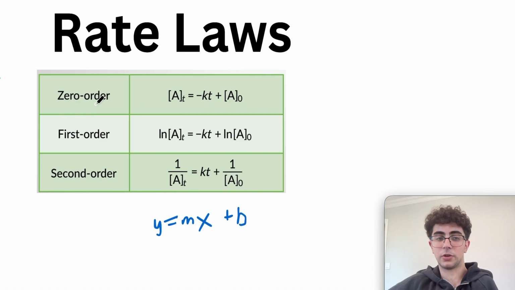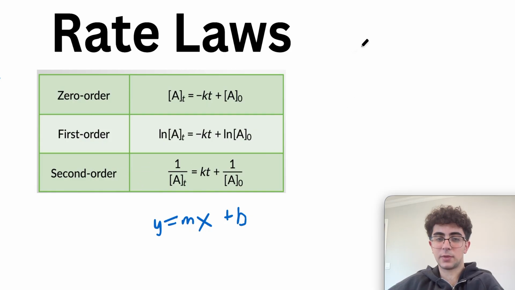Here, the y's are all different. For a 0th order overall reaction, the y is just A, or A at t. For a first order, it's ln A, and a second order is 1 over A. For each of these, the slope is always k. You see x is t, like our independent variable is time. Our slope, or m, is k. Notice how for 0th order and first order, it's negative k. So both of these have negative slopes. The only one with a positive slope is second order.